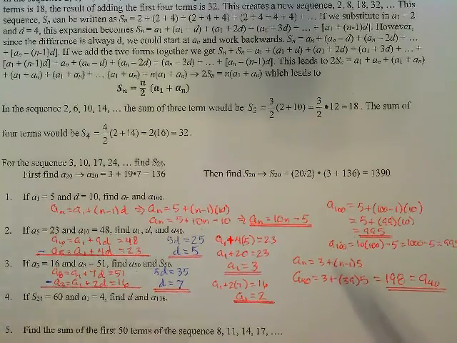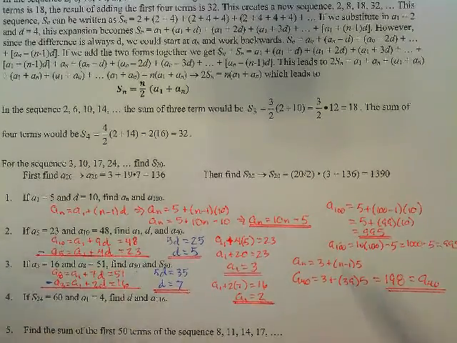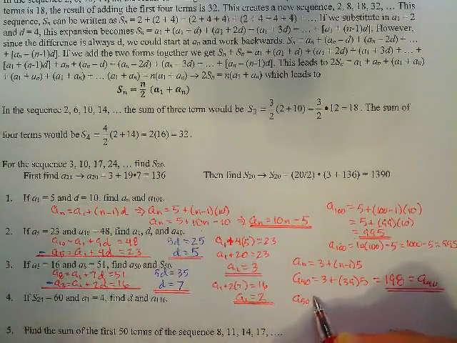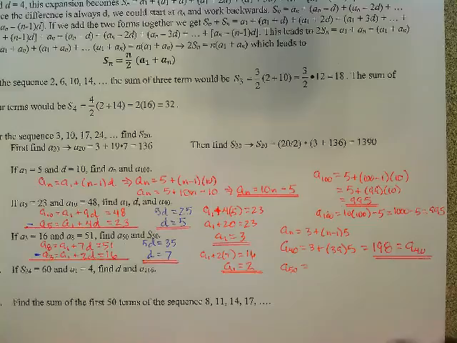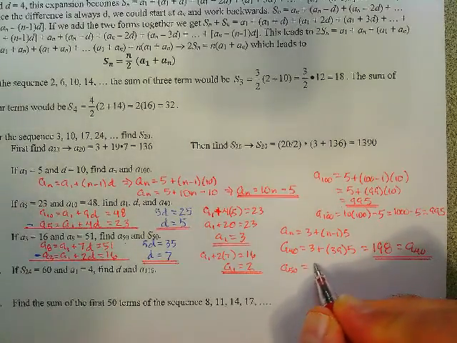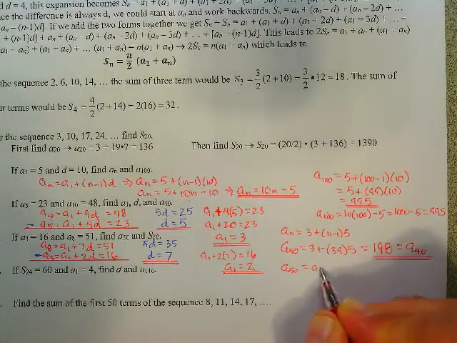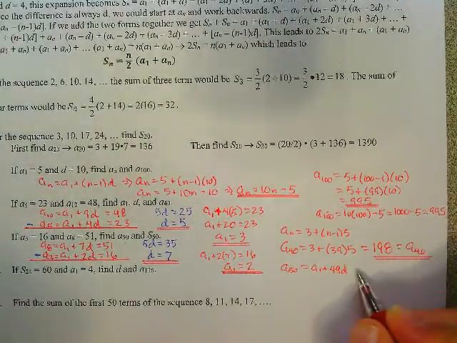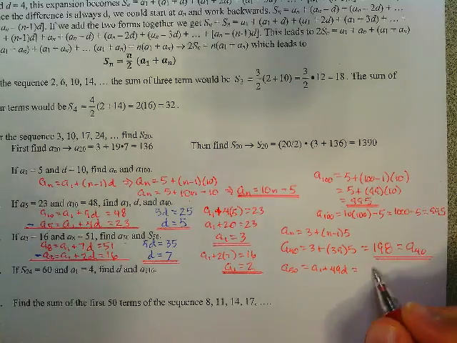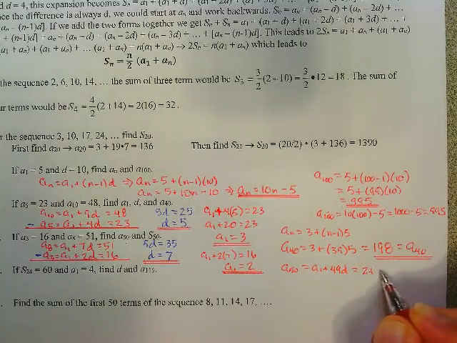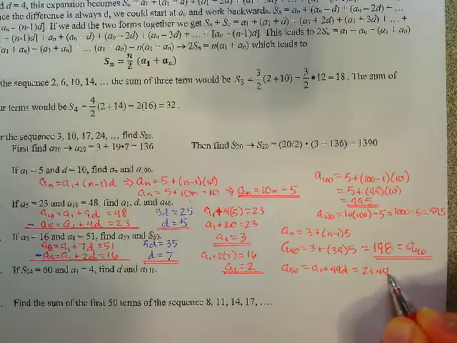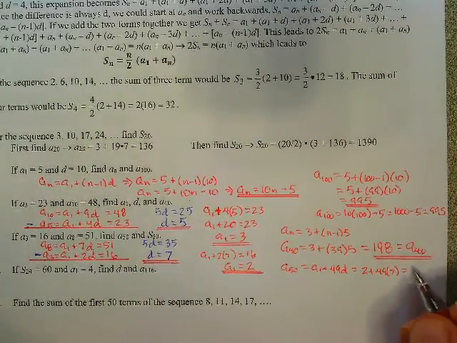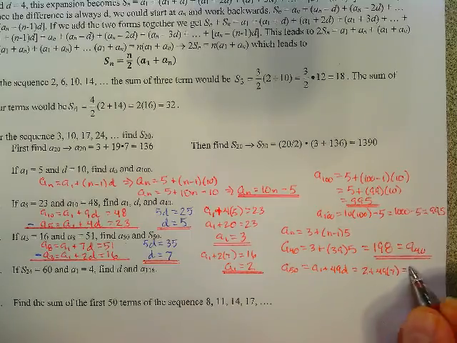Now that I have that, I can go ahead and find A50. So A50 is going to be A1 plus 49 times D, which A1 we've already found to be 2, and then we have 49 times 7, and it turns out that that is 343, plus 2, 345.